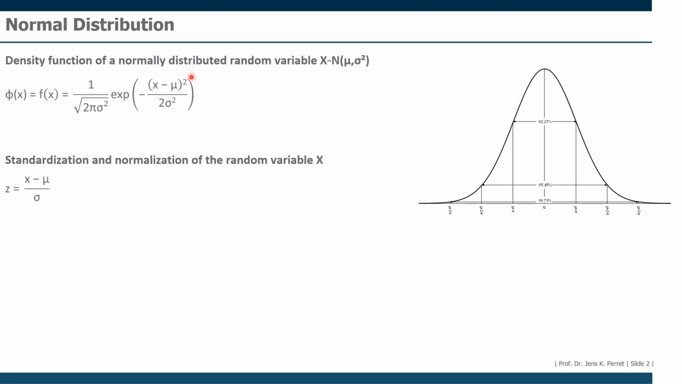Standardization in this case will eradicate the mean and the variance. Standardization always means we subtract the mean and divide by the standard deviation. If we use standardized values, we always get the so-called standard normal distribution with a mean of 0 and a variance or a standard deviation of 1.